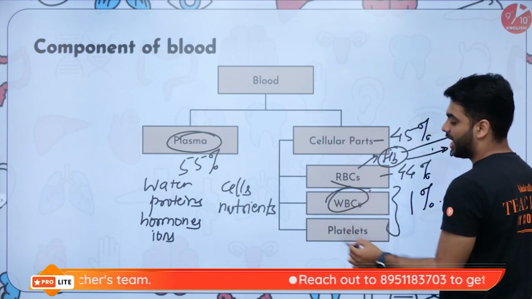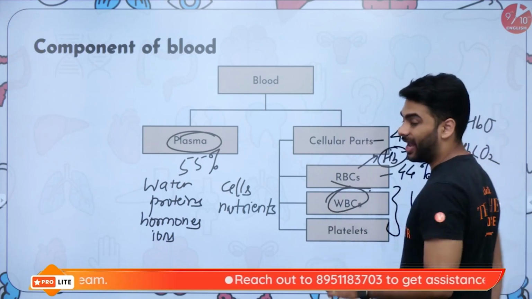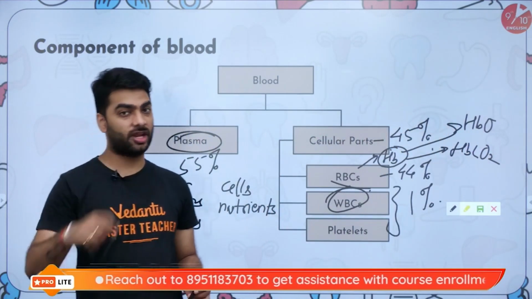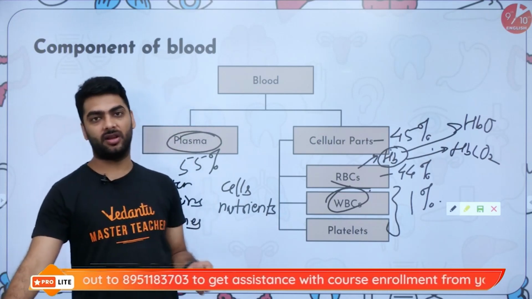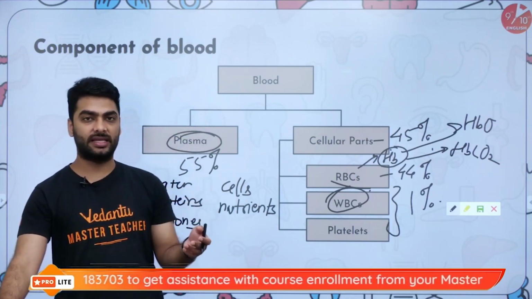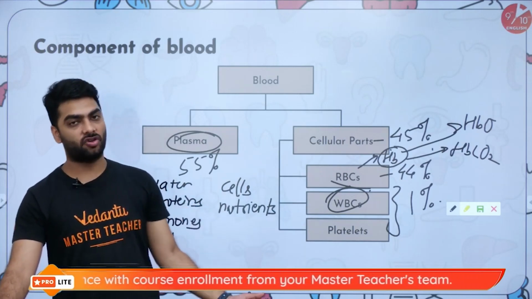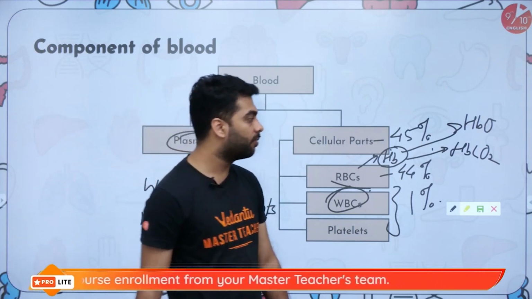Then WBCs have got two categories. You have got granulocytes and agranulocytes over here. They are called leukocytes in general. Under granulocytes and agranulocytes, you have got lymphocytes, monocytes, basophils, neutrophils, eosinophils. And platelets are called thrombocytes. They are meant for blood clotting.